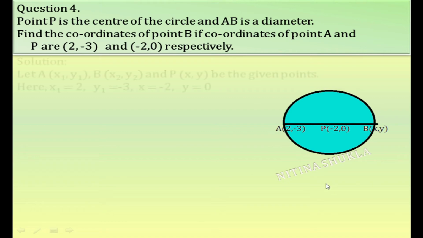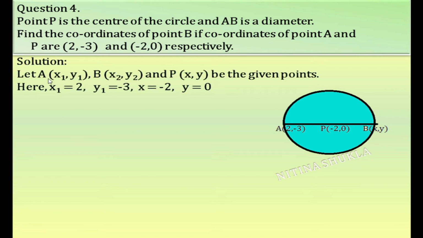So we will write it like this. Let A be (x1, y1), B be (x2, y2) and P be (x, y). It is all up to you how you are writing.